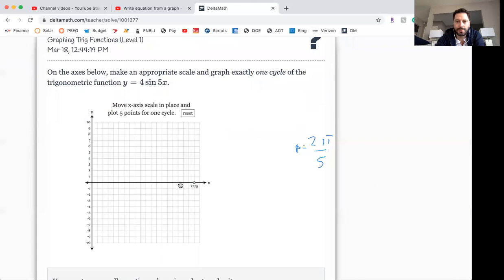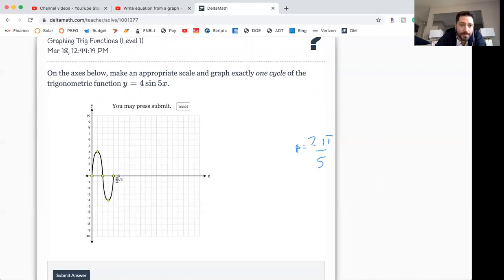And what I could have done is dragged this in 1, 2, 3, 4, 5. And now plot my sine function. Starts on 0. Goes over 1, up 4, then over 1, down 4, over 1, down 4. Oh, you can see I didn't plot that one correctly, so let me reset it.